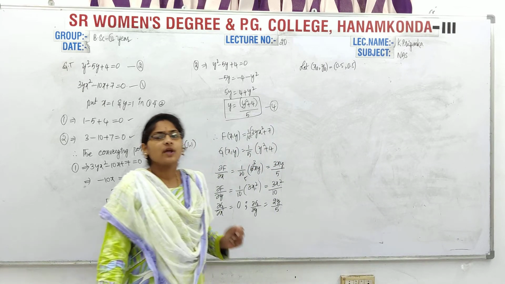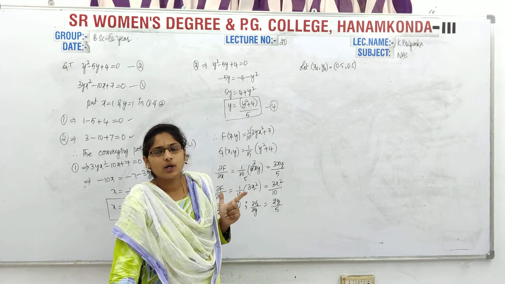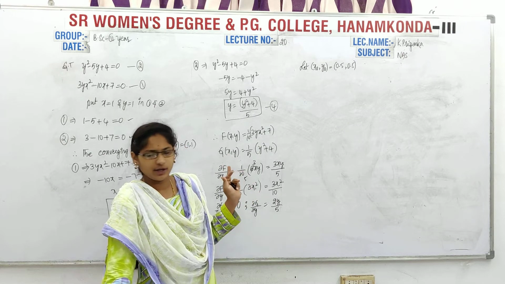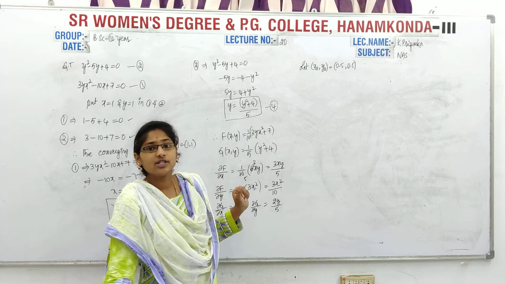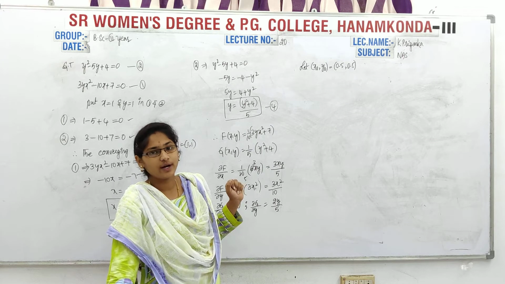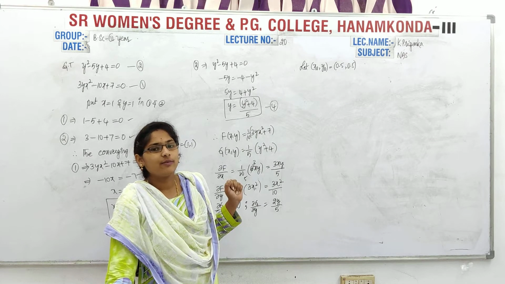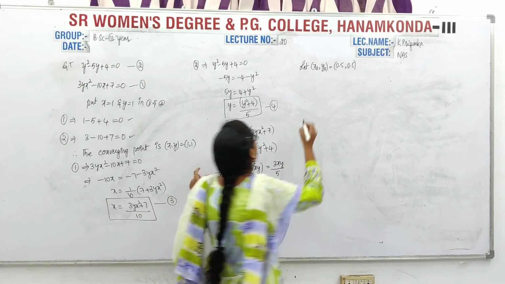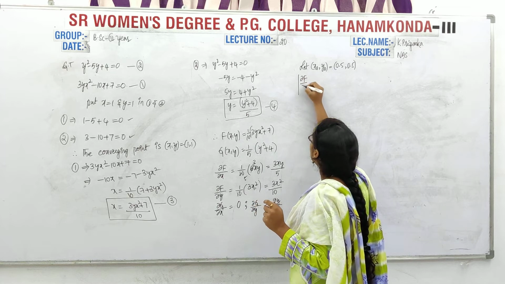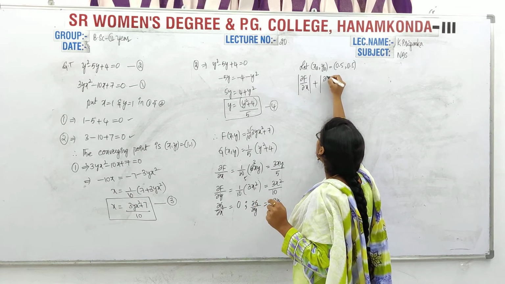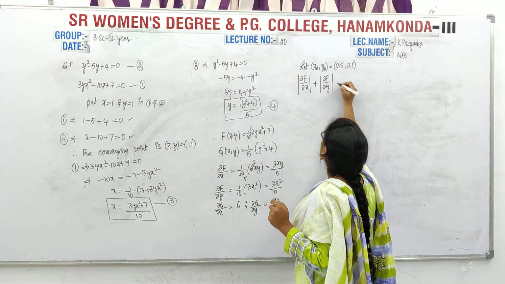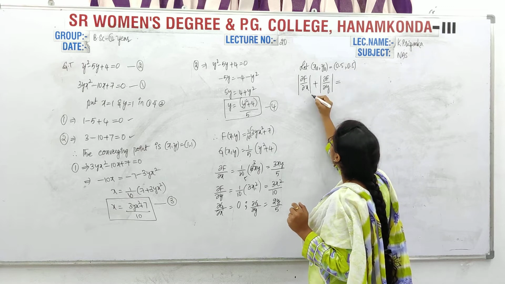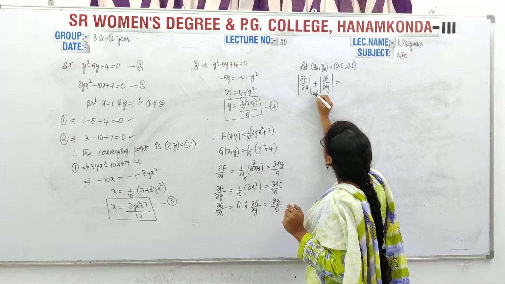Why continuous? I already said every trigonometric, algebraic, and exponential function will be continuous. Now what is the second condition? Modulus of dou f by dou x plus modulus of dou f by dou y should be less than 1. We have to check that. So now I am checking all of those: modulus of dou f by dou x plus modulus of dou f by dou y, at the point 0.5, 0.5.